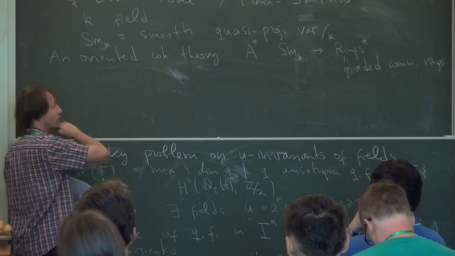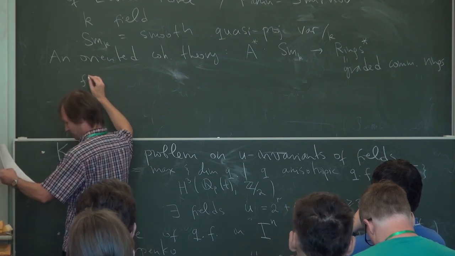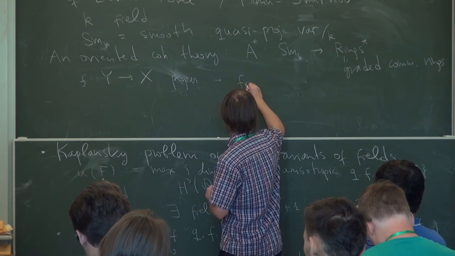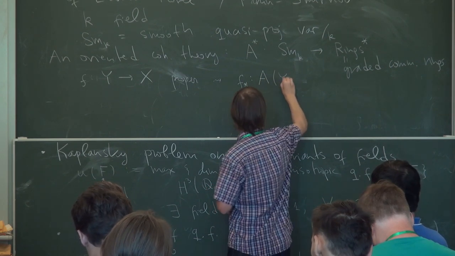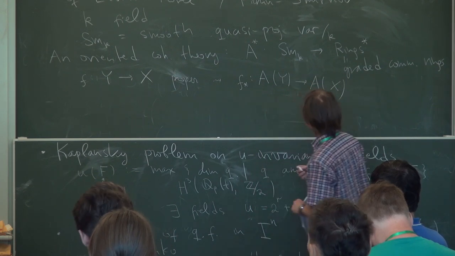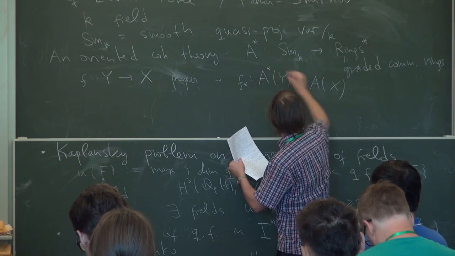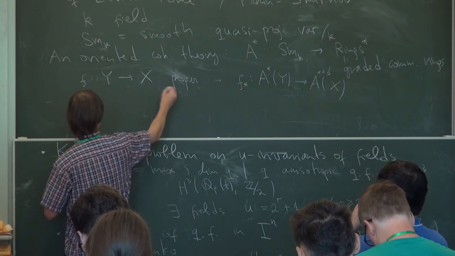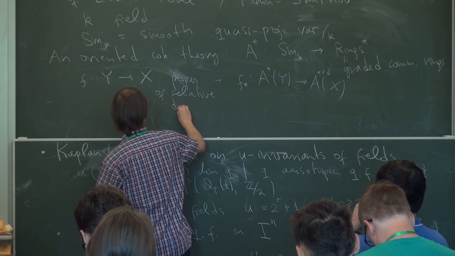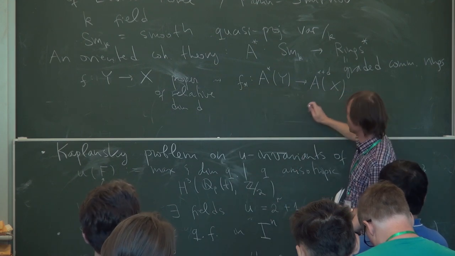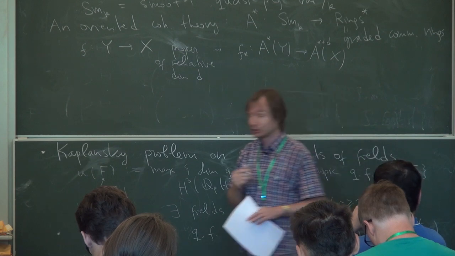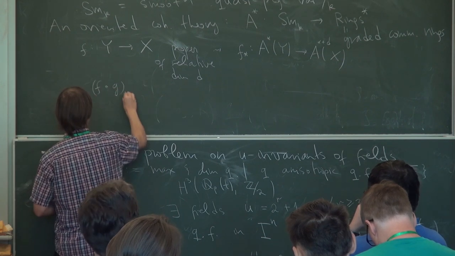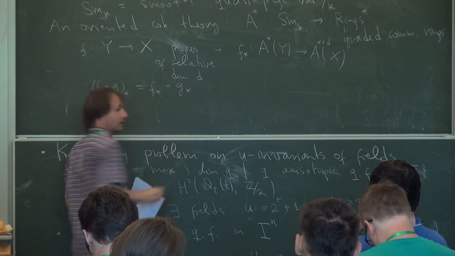We need push forwards for proper maps. So if we have a proper map from, say, Y to X, then there is a push forward. Well, to be precise with the grading, it increases the degree by d, where d is the relative dimension. So proper of relative dimension d. And again, this push forward satisfies some axioms, for instance, some natural compatibilities.